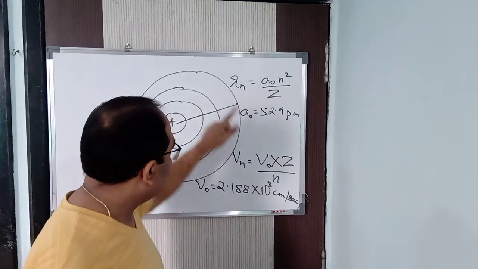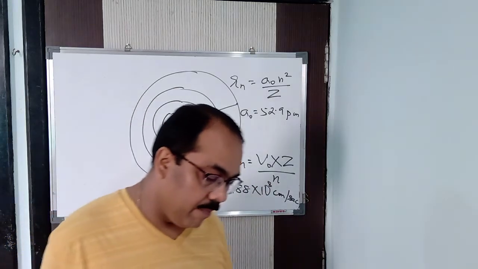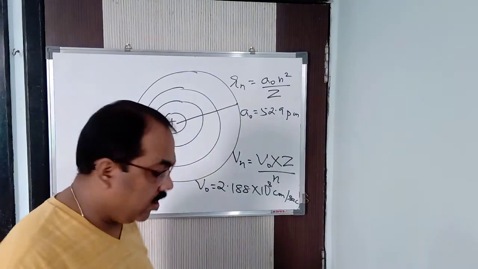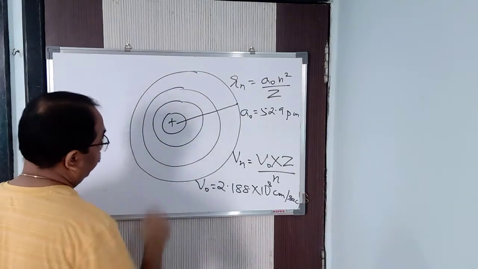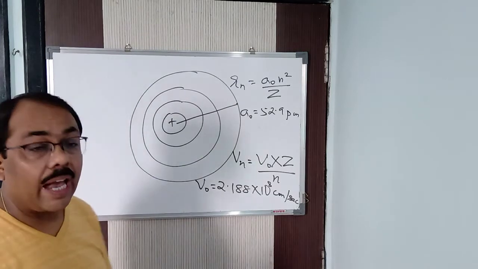So Vn, the velocity of the electron in a particular shell, is given by the formula Vn is equal to V0 into Z by n. Similarly, when an electron is moving around the shell, it possesses angular momentum.